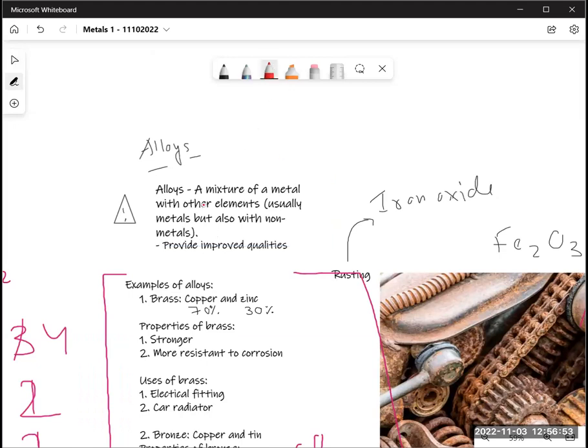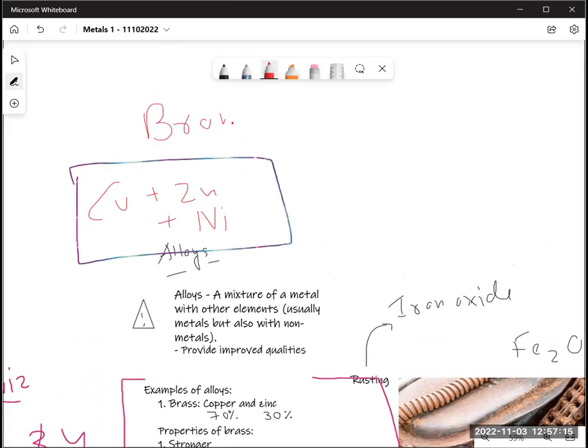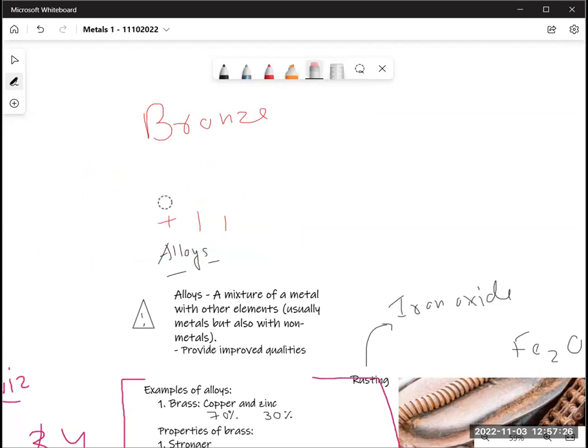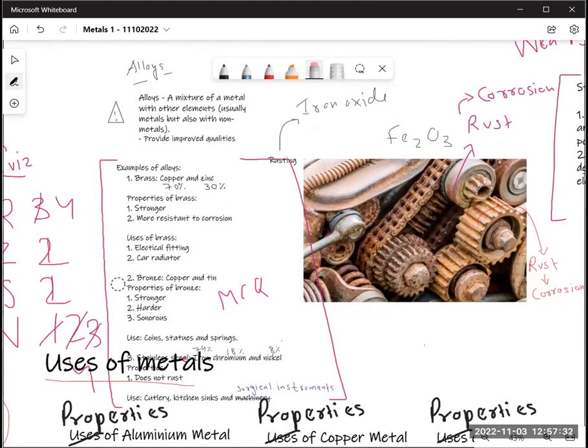So finish writing. A mixture of a metal with other elements, usually metal with metals, but also non-metals can be added, right? So let's say I have copper and I add zinc with it, and I'll get this new block which has both copper and zinc. And I'll add some other stuff as well, let's say nickel, and ta-da, I have bronze. See how easily I can get bronze by just adding a few metals together. And bronze is very good. It doesn't react at all. It's very strong. So that's how we get alloys. Write the definition, and then we look at the examples of these as well. So start.